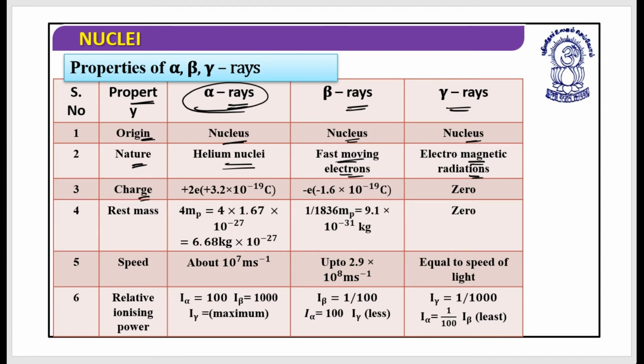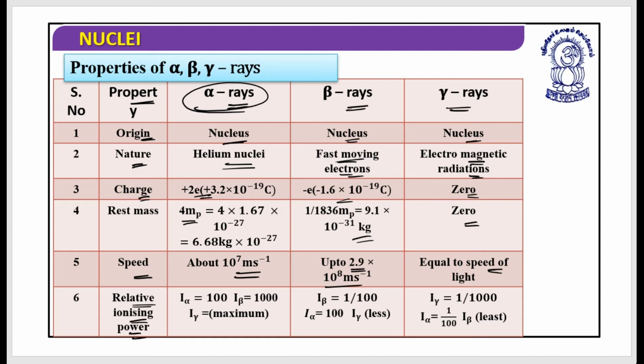If I talk about the charge that we have already discussed, it's +2e, then minus of electron charge, and then 0. Rest mass: for alpha it's 4 times the mass of a proton, for beta rays it's the mass of the electron, and for gamma rays it's 0. Their speed for alpha rays is about 10^7 meters per second, for beta rays it is 2.9 × 10^8 meters per second, and for gamma rays it is equal to the speed of light.